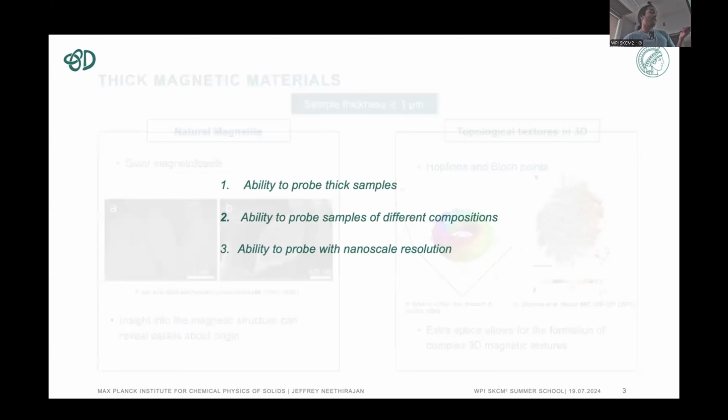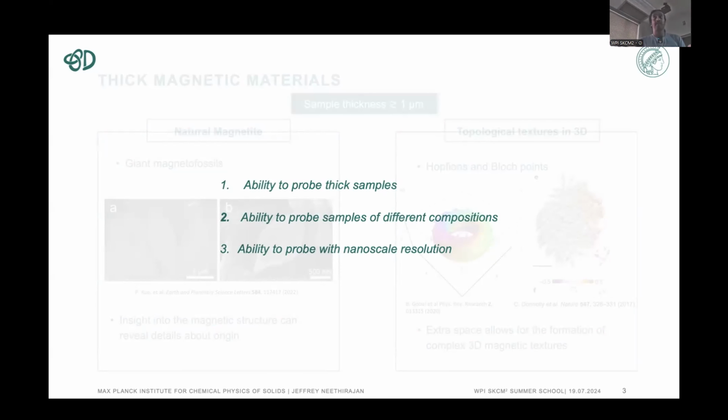In order to probe such materials in magnetism, we particularly need 3 criteria to be met. First, as I mentioned, we need to probe thick samples, in the order of micrometers. Second, we need to be able to probe samples of different compositions, from transition metals to rare earths. And finally, be able to probe with nanoscale spatial resolution, because a lot of these topological defects are formed in the nanoscale.